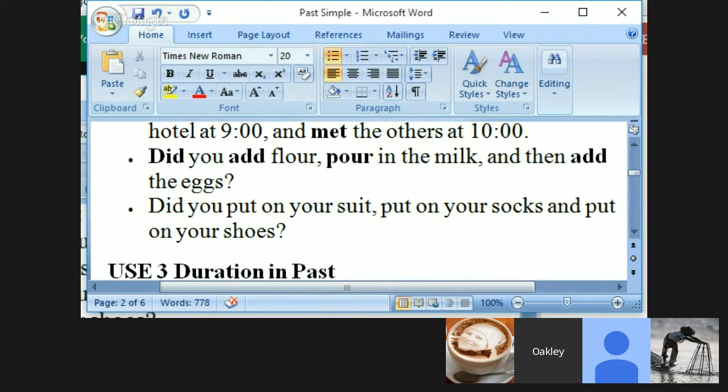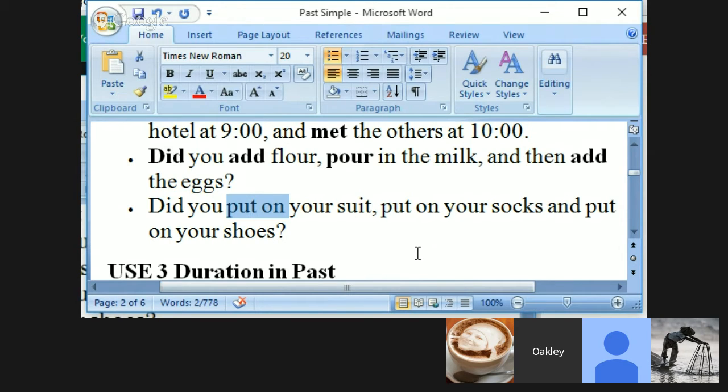Did you put on your suit, put on your socks, and put on your shoes? There's nothing wrong with this. This is a correct sentence. Instead of repeating the verb over and over, you might just say, did you put on your suit, your socks, and your shoes? You don't really need to repeat the verb in English. You can just have one verb and then three object nouns. That's perfectly okay.